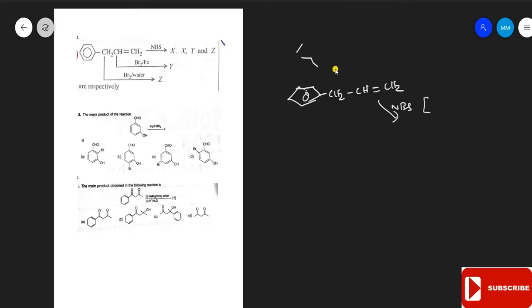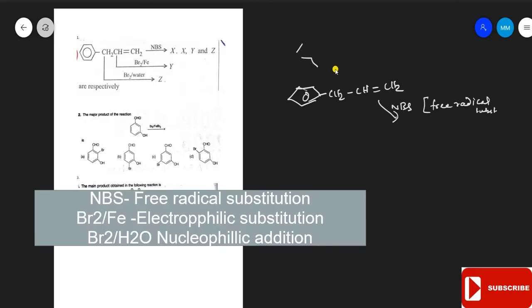N-bromosuccinimide involves a free radical substitution reaction. So the free radical is formed here, and you get the product CHBr, CH double bond CH2. The double bond and benzene nucleus are unaltered.